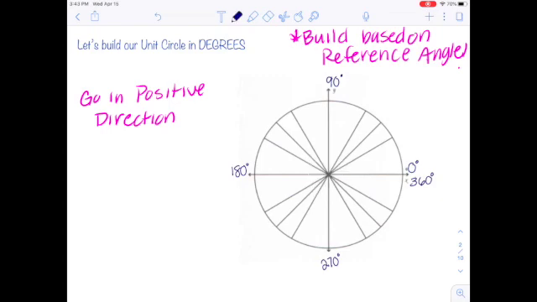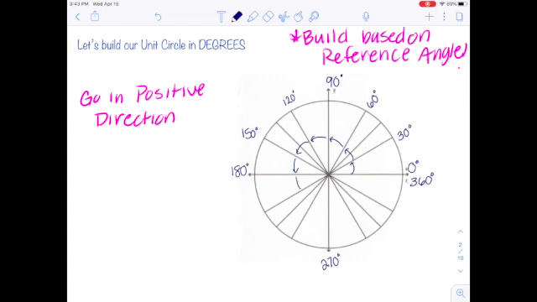Now there's a bunch of other lines drawn. We've talked about this angle. That is our 30 degrees. And then if you added another 30 degrees, you're going to be at 60 degrees. And then if you add another 30 degrees, you're at 90 degrees. And continue this pattern on. From 90, add 30 degrees, and you get 120 degrees. Add another 30 degrees, and you're at our 150.